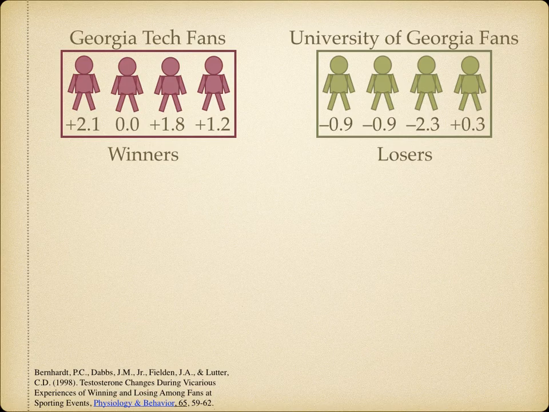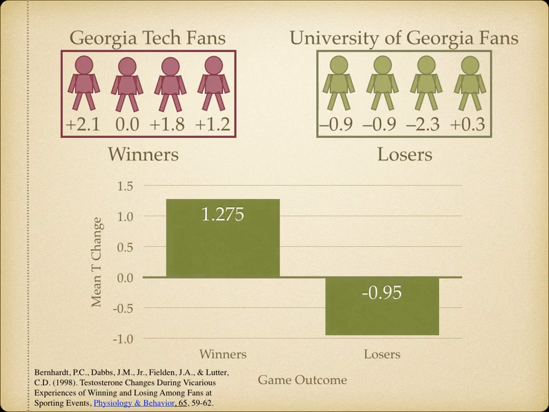Then the University of Georgia fans, you'll notice that had observed their team lose, 3 of the 4 of them had a drop in testosterone, with 1 having a very small increase. And so when we average the 2 groups, the mean T's change, or our average change in testosterone across the 4 fans in each group, you can see the winners had an increase of about 1.275, and the losers decrease of a little bit shy of 1.